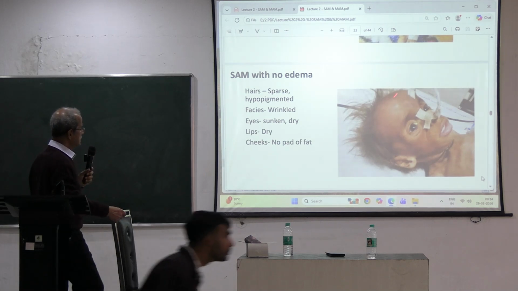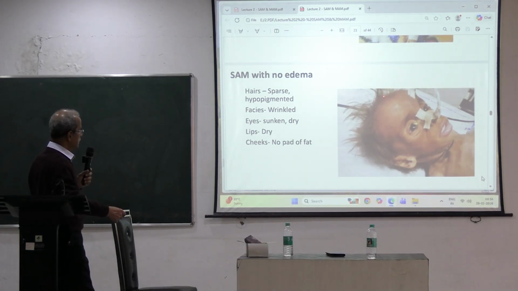See, the hair is sparse and hypopigmented. The face is wrinkled. They are often called monkey face, but we should not call that. It is a wrinkled, wizened face. The eyes appear sunken and dry. The lips are dry, and the cheeks have lost the pad of fat.